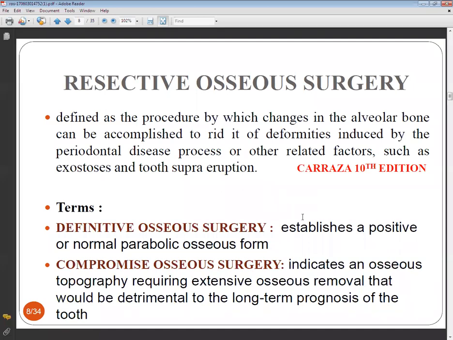Resective osseous surgery is divided into two parts: definitive osseous surgery and compromise osseous surgery. What do you mean by definitive osseous surgery? In definitive osseous surgery, you know how much amount of bone has to be removed during surgery to give a positive architecture. So a definite amount of bone should be removed to get a positive architecture of bone. Then there is compromise osseous surgery.